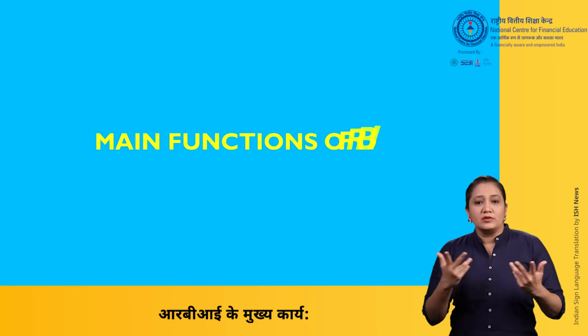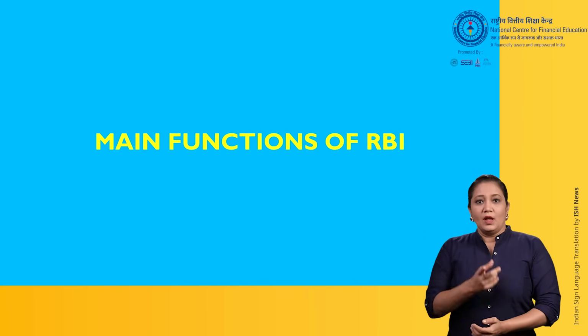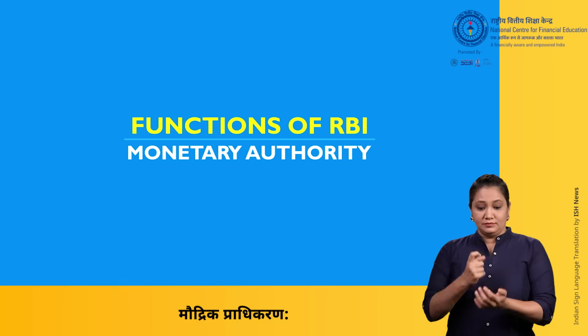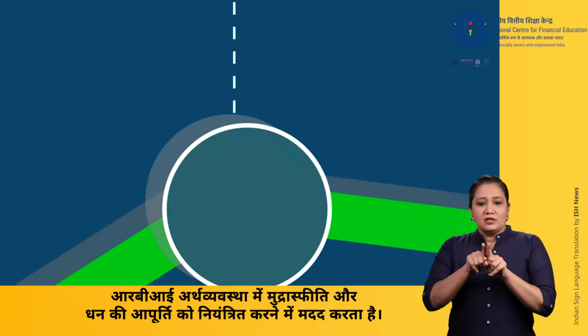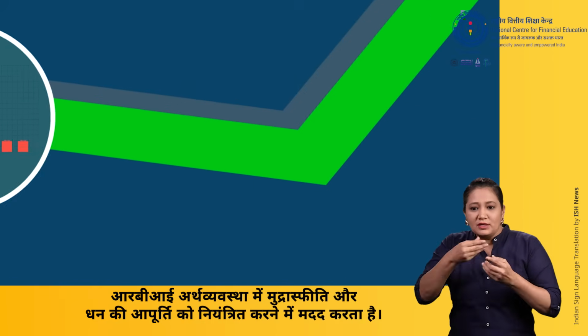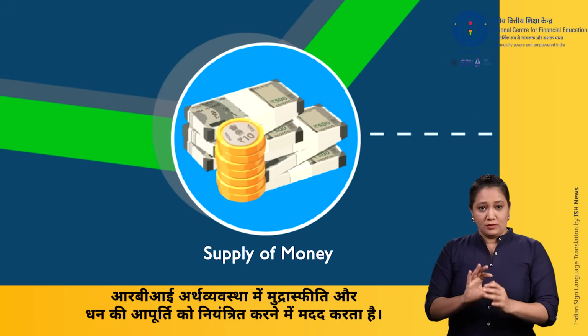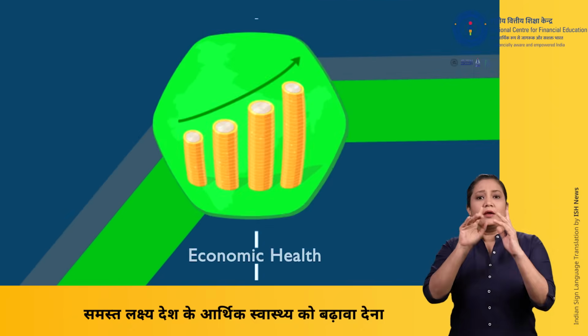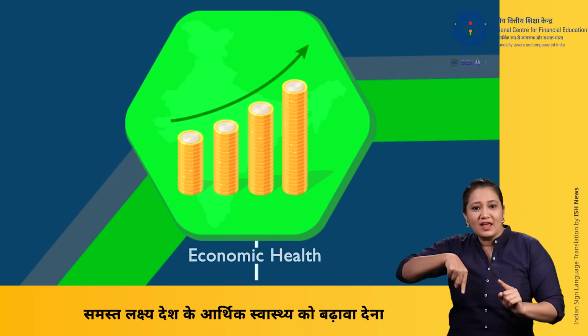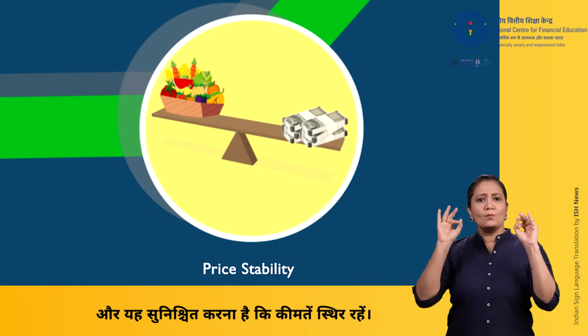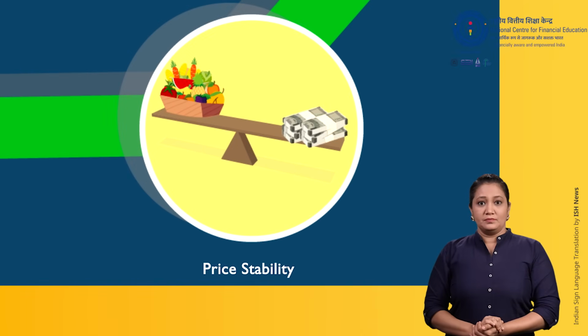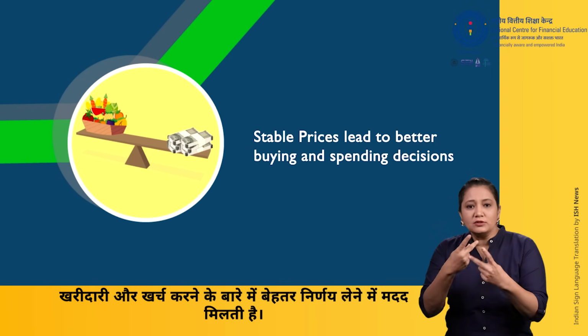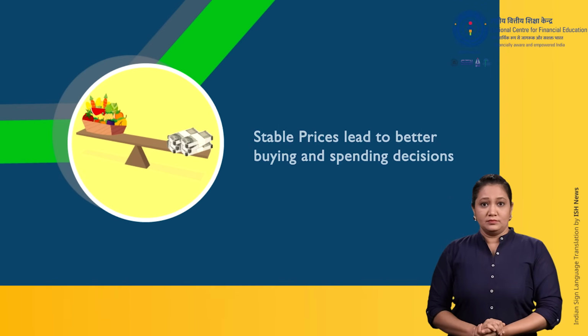The main functions of RBI are: Monetary Authority. RBI helps in controlling the inflation and supply of money in the economy. The overall goal is to promote economic health of the country and ensure prices remain stable. This allows people and businesses to make better buying and spending decisions.